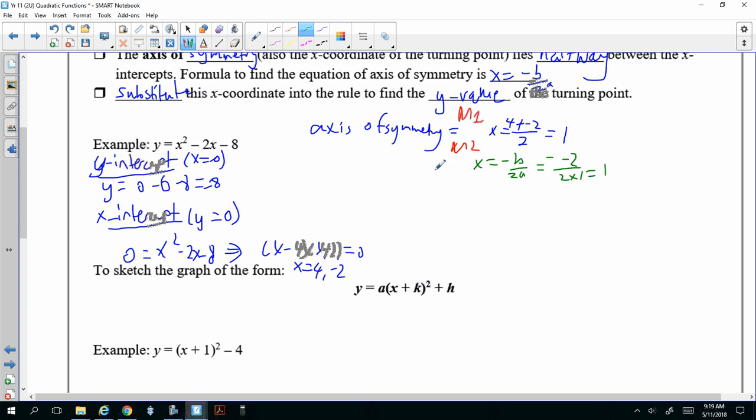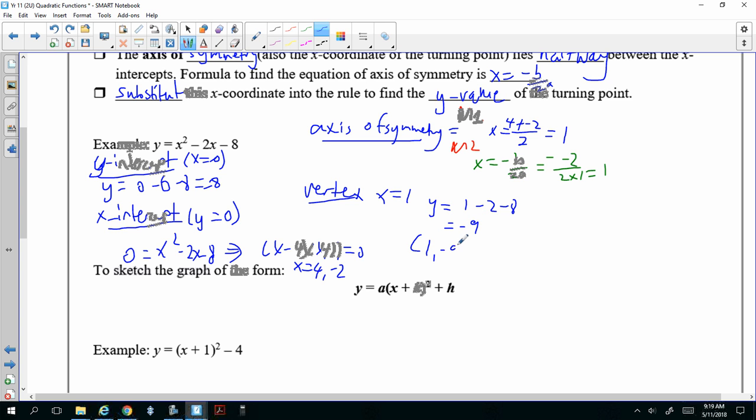And once you get the axis of symmetry, you have to sub it in to find the vertex. And to find the vertex, you go x equal to 1, y equal to 1 minus 2 minus 8, you will get negative 9. So the vertex is (1, negative 9). Okay?